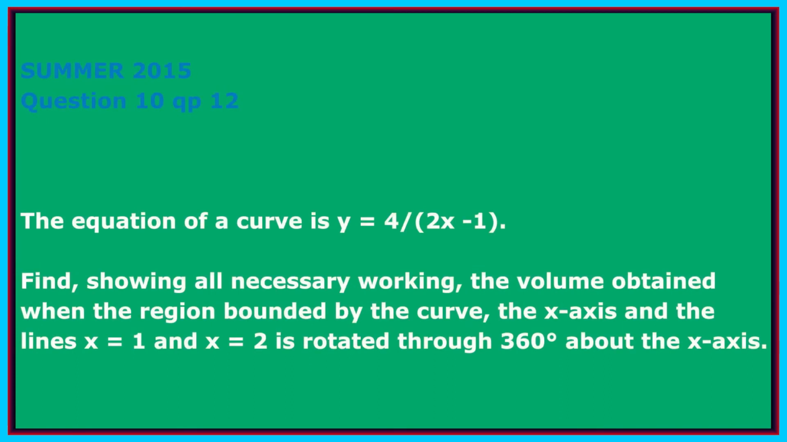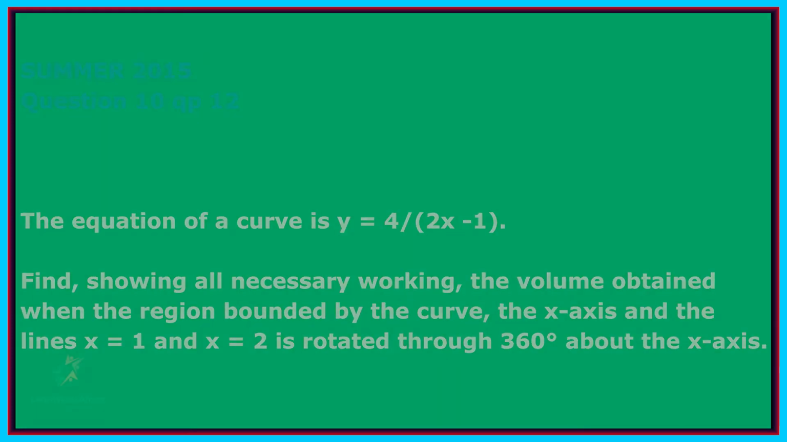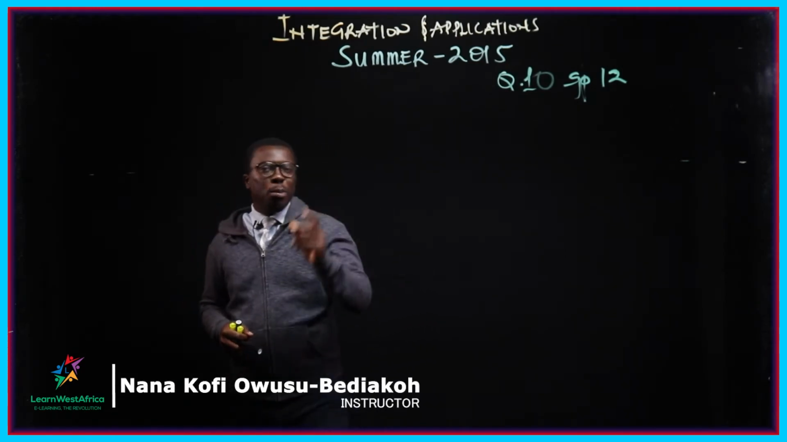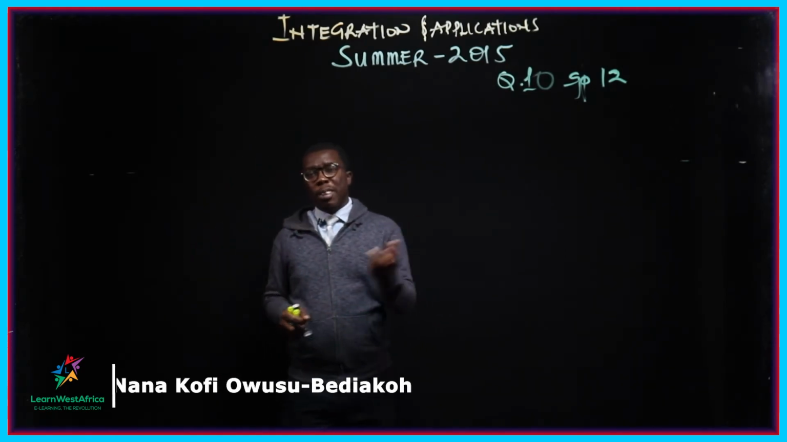Question 10, QP12, 2015 summer. The equation of a curve is y equals 4 over 2x minus 1. Find, showing all necessary working, the volume obtained when the region bounded by the curve, the x-axis, and the lines x equals 1 and x equals 2 is rotated through 360 degrees about the x-axis. So question 10 is a question on volumes of revolution around an axis.